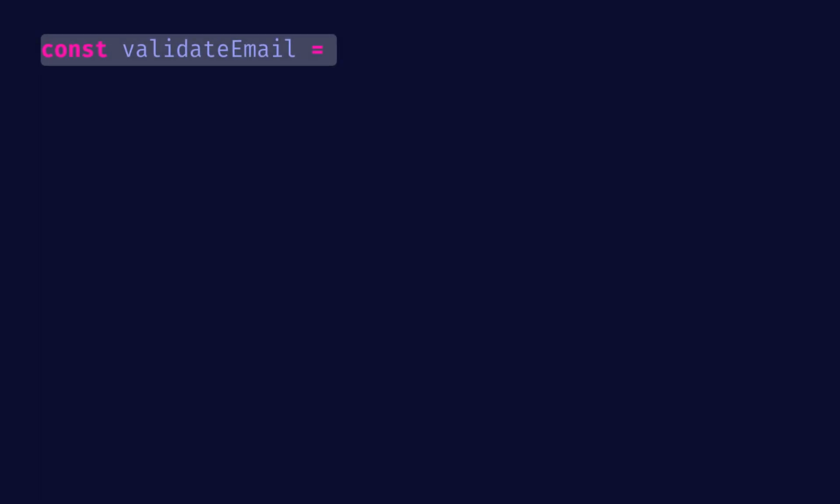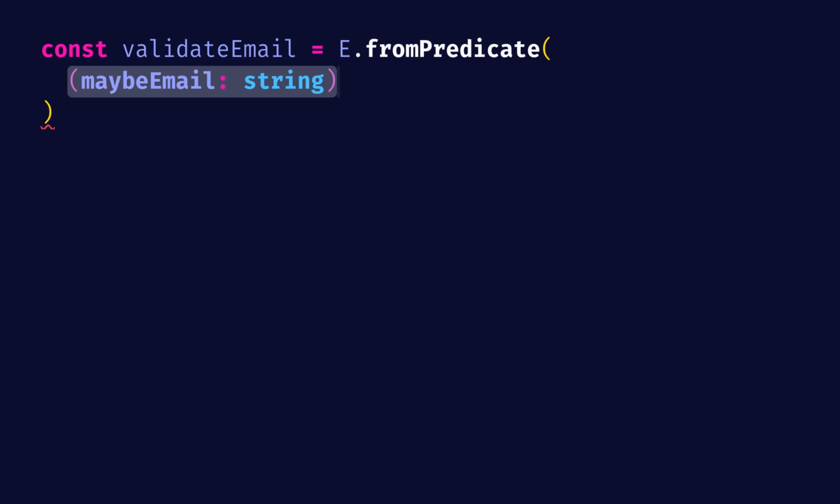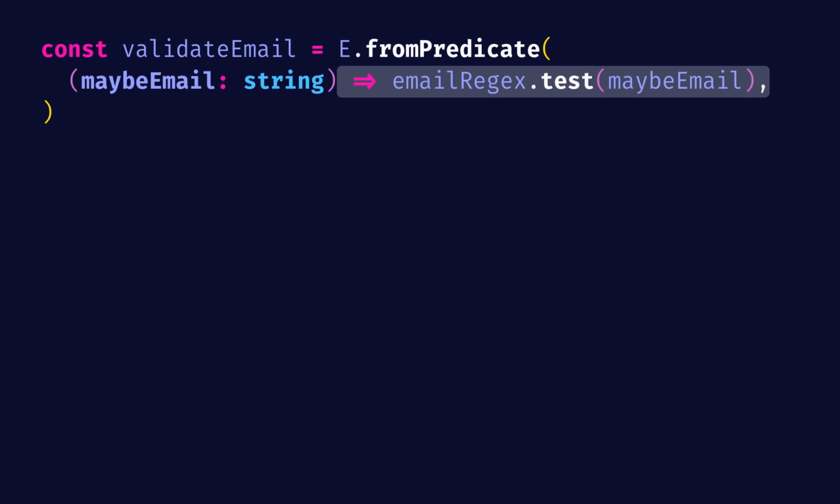First, let's write a validateEmail function that validates if the given string is a valid email. We can define it using either from predicate, which works in a similar way to option from predicate. It takes as first argument a predicate function, which in our case is a function that takes a maybe email string and returns whether that string matches an email regex.